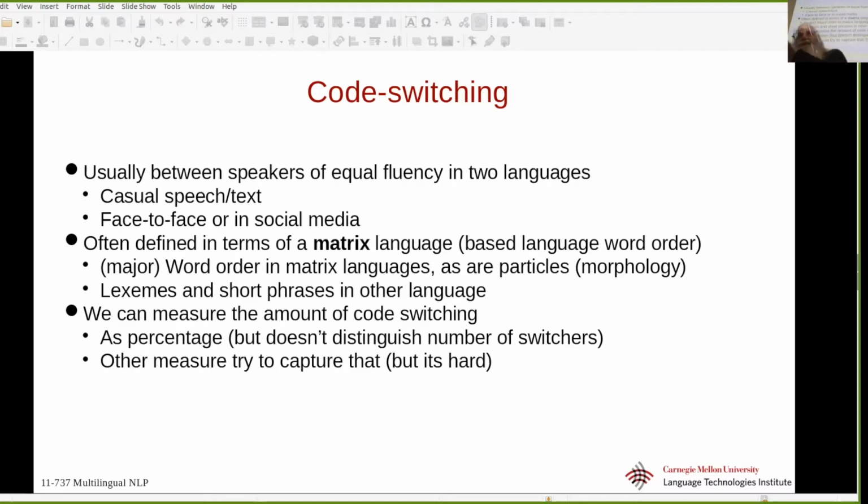What we can do is try to measure the amount of changing that's actually happening. If we have the data, we can talk about how often people are changing, how many words are in one language as opposed to the other. We can also look at which words. Is it content words? Is it function words? Is it strings in one language before you change into the other? That's quite useful to work out the type of code switching that's going on.